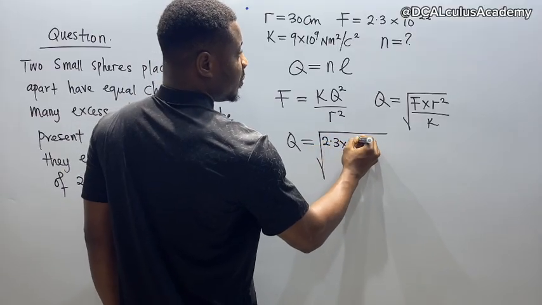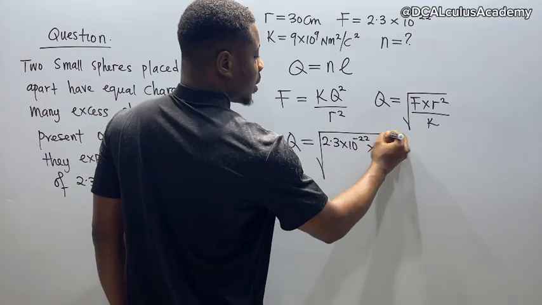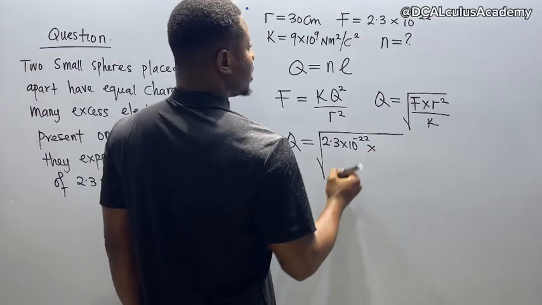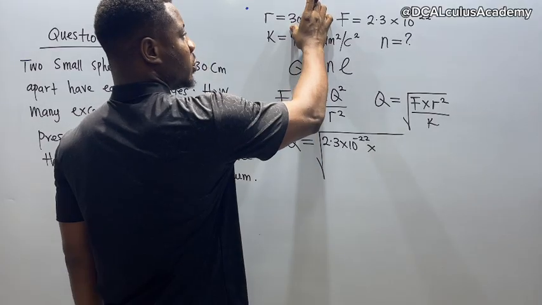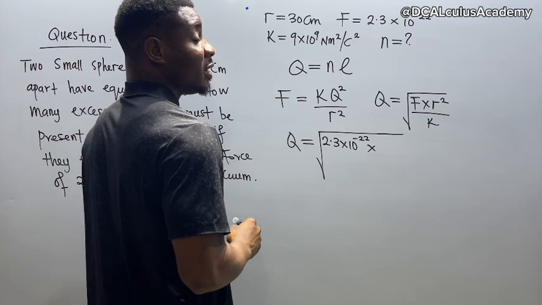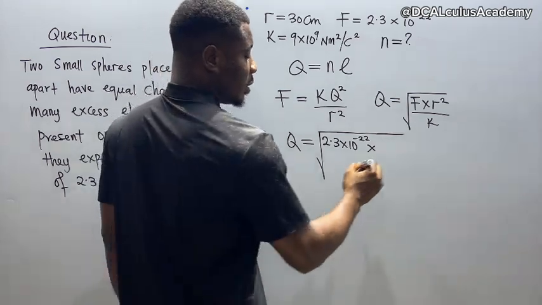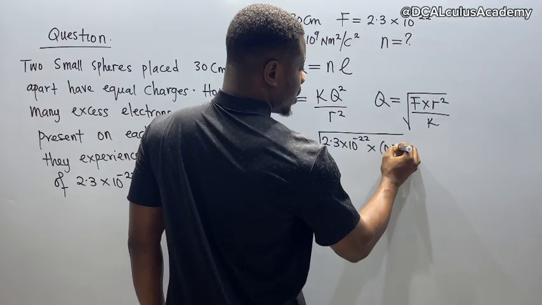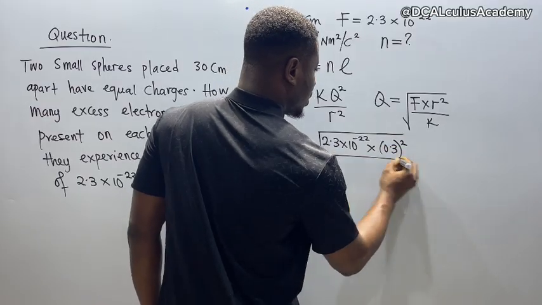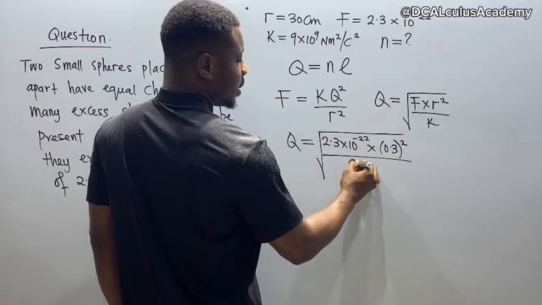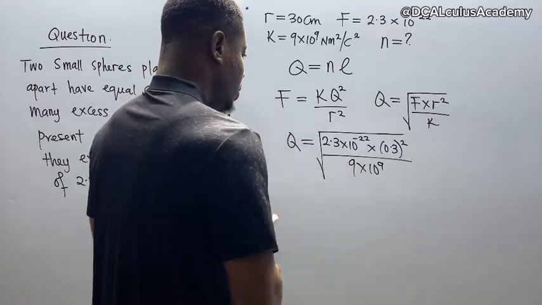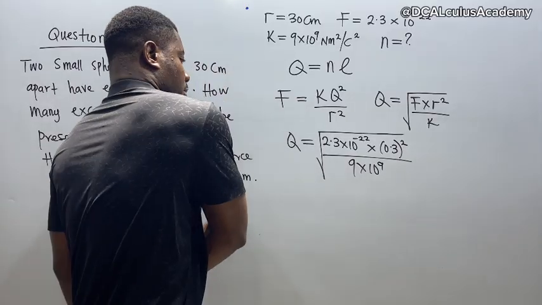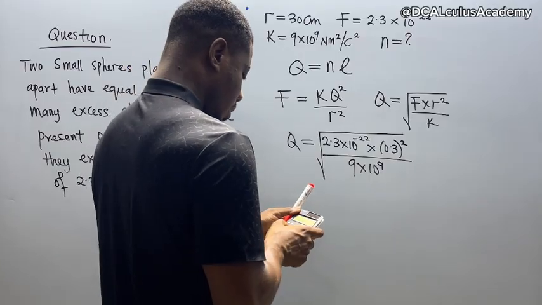We get Q from here, which means my Q therefore becomes the square root of, the value for F is 2.3. We put the value for F here. The value for R is 30, but the 30 is 30 cm. If we move 30 cm to meters, we divide by 100. That will give us 0.3. So we have 0.3 squared divided by K, which is 9 times 10 raised to the power 9. Now we can use our calculator here.